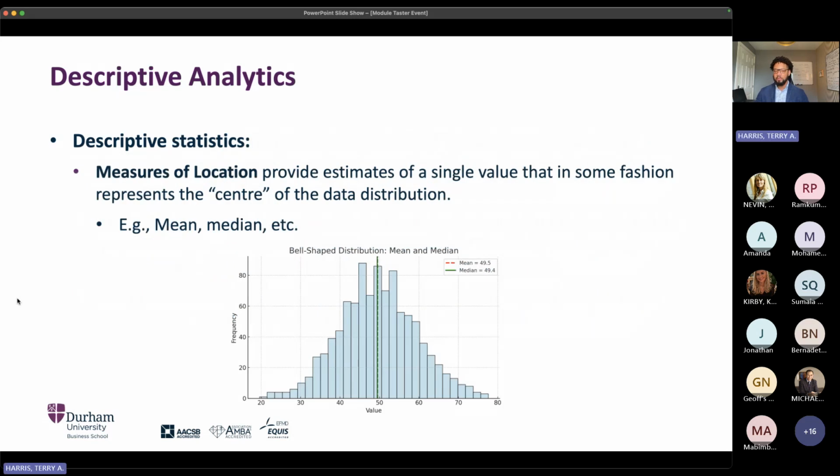So more on these various descriptive statistics. We have measures of location or measures of the center of a distribution. These provide a single value that in some fashion represents the center of a data distribution. So here we have a symmetric looking distribution, and the usual measures of the center of a distribution would be the mean or the median, right? The mean, obviously the arithmetic average, and the median, the 50th percentile. These are measures of the center of a distribution.